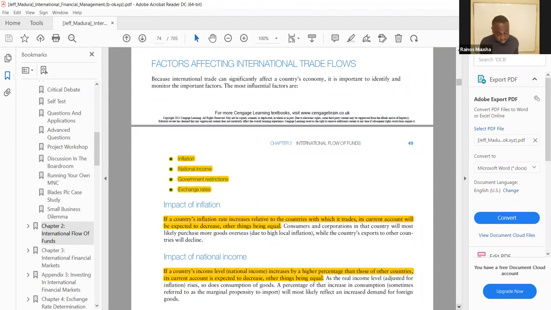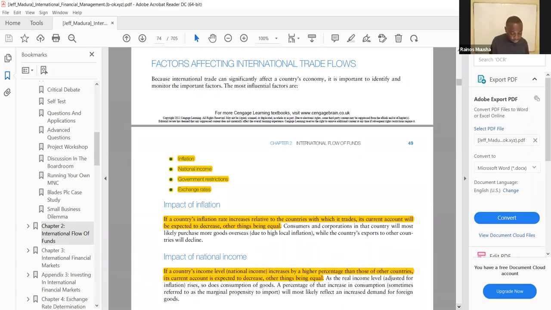On the next section, we look at factors affecting international trade flows. And here they say, if you read from the line just below that heading, because international trade can significantly affect a country's economy, it is important to identify and monitor the important factors. The most influential factors are inflation, national income, government restrictions, and exchange rates. So please take note of this, because you can potentially be asked this as a theory question in the exam.